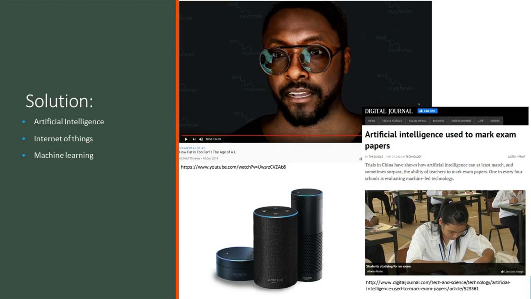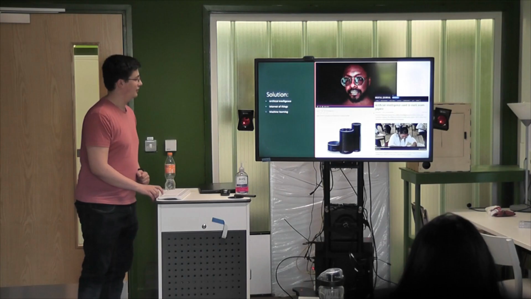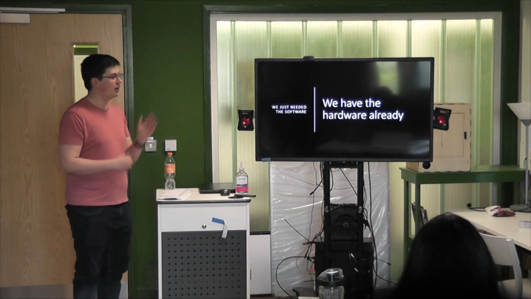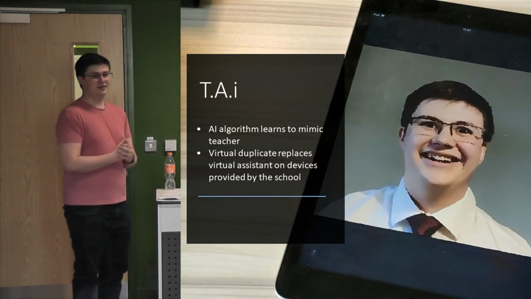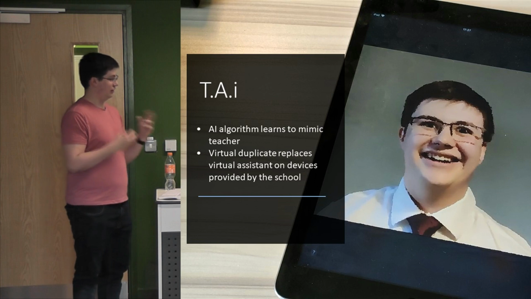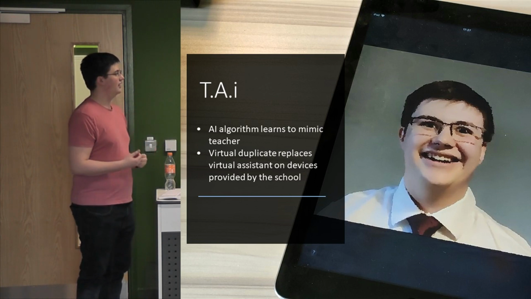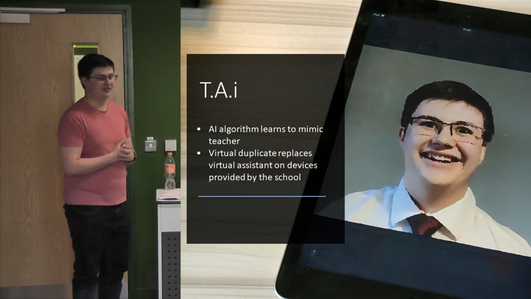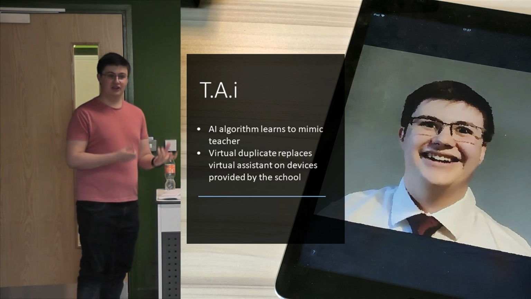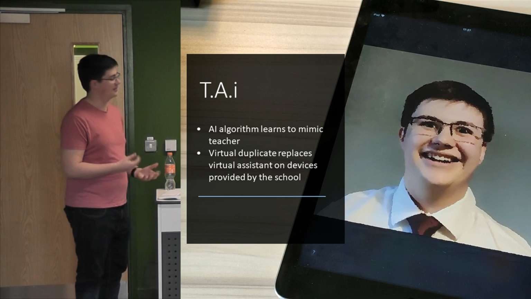In the past decade, there have been many advances in machine learning, artificial intelligence, and Internet of Things. And this has allowed us to create this system called T.A.i. See, we had the hardware already, we just needed the software. T.A.i works using an AI algorithm that takes in data from various sources in order to mimic a sort of almost photorealistic version of the teacher, which then replaces the virtual assistant on school-provided devices.